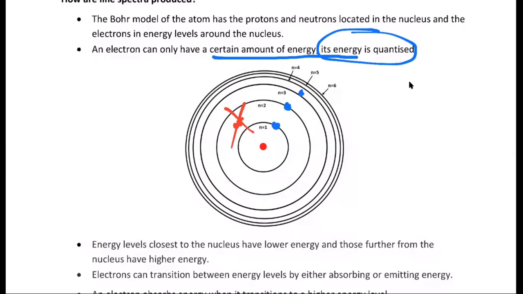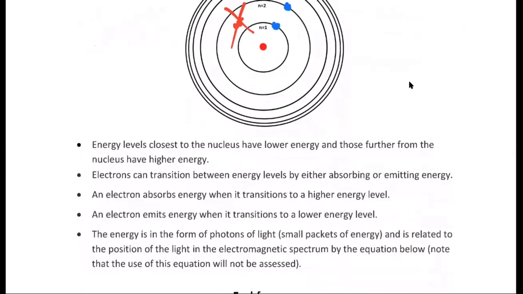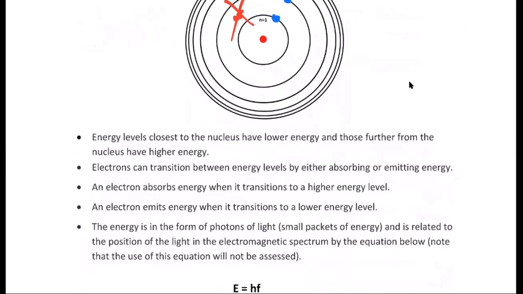So what Bohr's model says is that our energy levels, if you notice, the closer to the nucleus, those are the ones that have the lower energy, okay? Further from the nucleus have higher energy. And so Bohr's model says that electrons can transition between energy levels by absorbing or emitting energy.